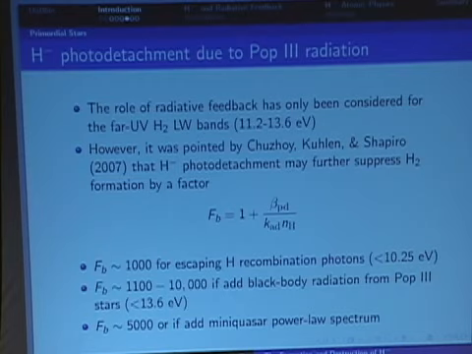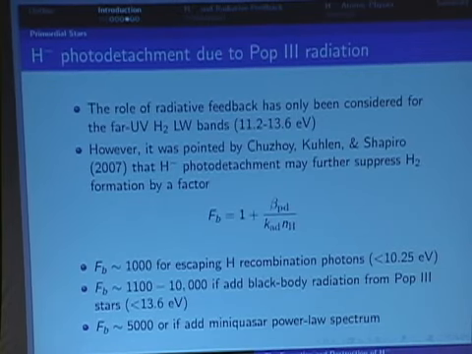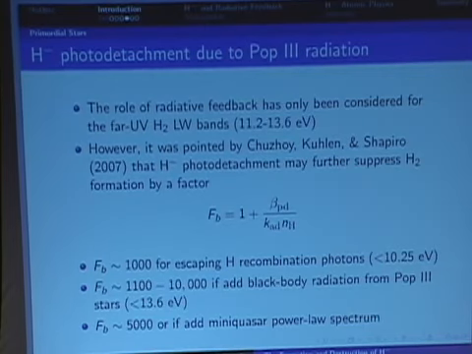Well, when these stars are formed, they also produce photon energies much less than that, which could photodetach H-. And the cosmologists really had not considered that before. It was just pointed out just last year by Chozhoi, Kulin, and Shapiro that H- photodetachment should also be considered in these models. And so they said, okay, if we don't have much H-, we can't make H2.